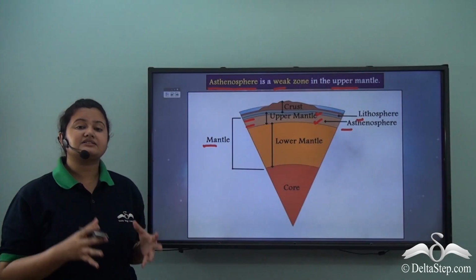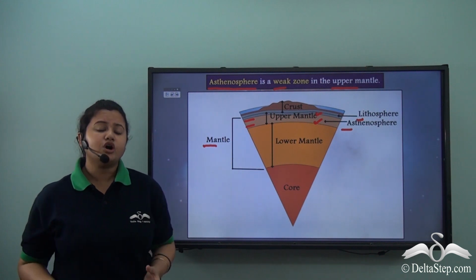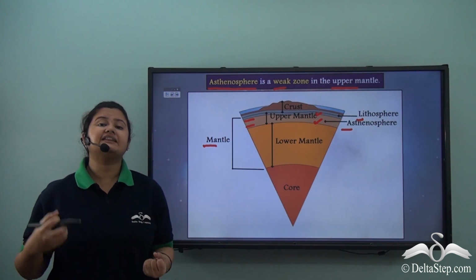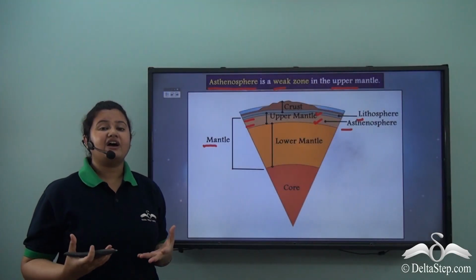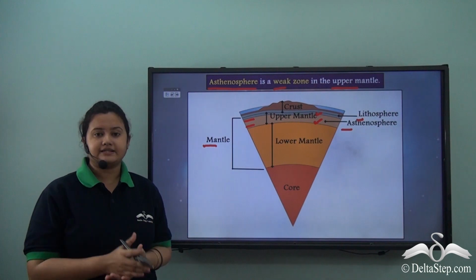Now, why is asthenosphere a weak zone? This is because due to extreme temperature, the rocks become soft and they melt. Therefore, we have a weak zone in upper mantle, which is called asthenosphere.